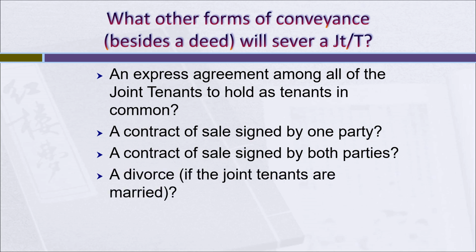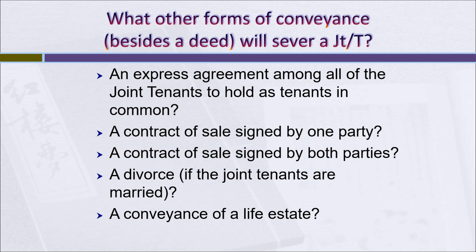What about a divorce if the joint tenants are married? Well, a divorce in and of itself, the courts are almost certain to say, will not sever the joint tenancy. They still own what they owned before the divorce. However, you've got to read the divorce decree if it's signed by a judge, or the settlement agreement if the parties enter into it without the judge's approval, to see what it might say about the property. And very often the decree or the settlement agreement will provide that the joint tenancy will no longer exist and will be converted into a tenancy in common instead.